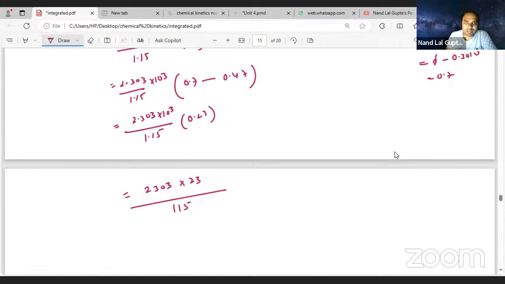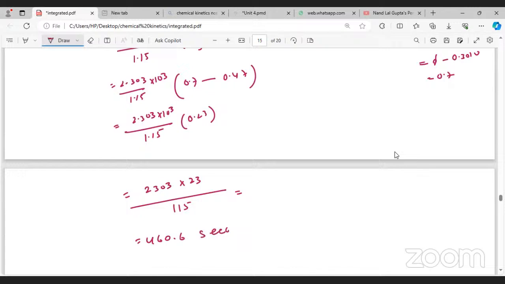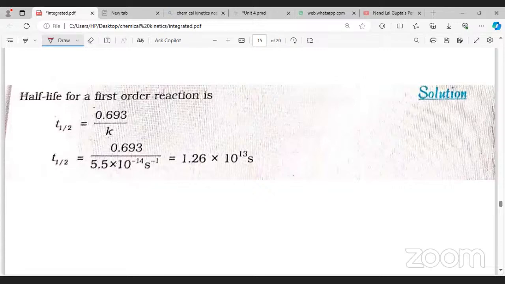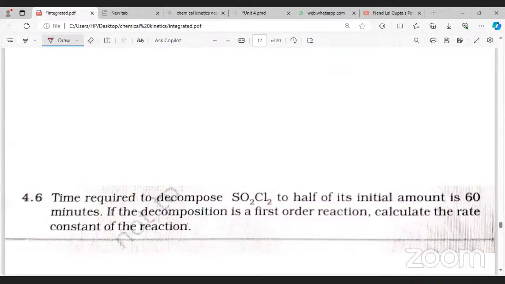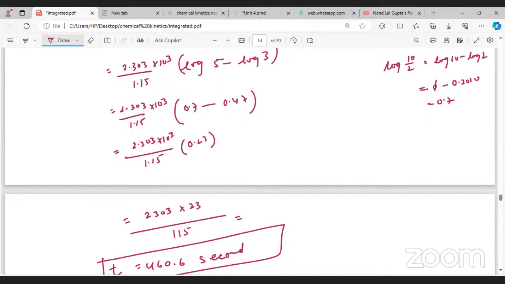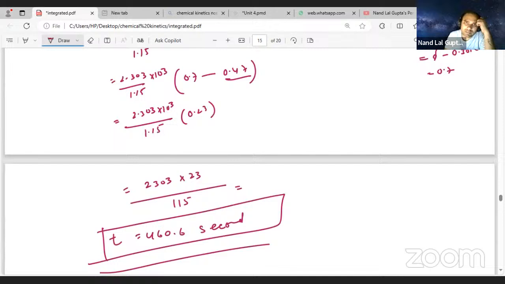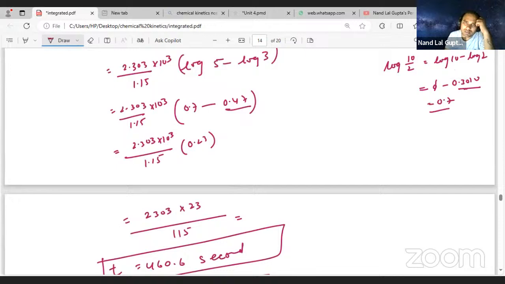So 2303 multiply by 23 divided by 115, 460 is coming, 460.6 second. This is the time. Can you check the answer? It will be there at the end of the index. So here they give 444 seconds. Okay, round figure. I have taken the round figure only everywhere, because here 477 is there, and this value also I have not taken very accurate. So this is the method only.